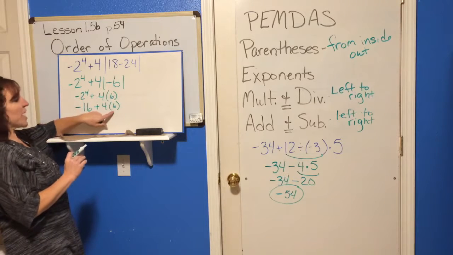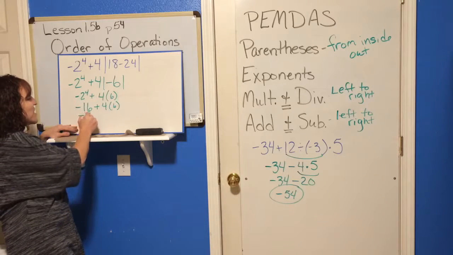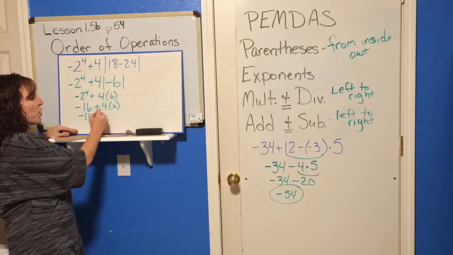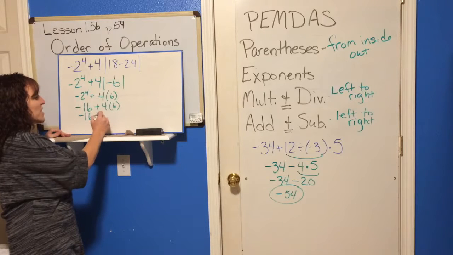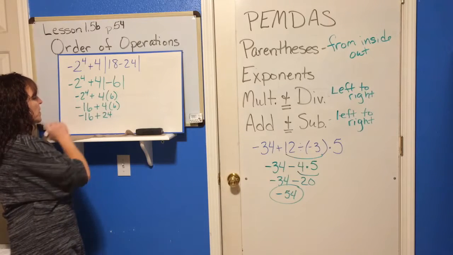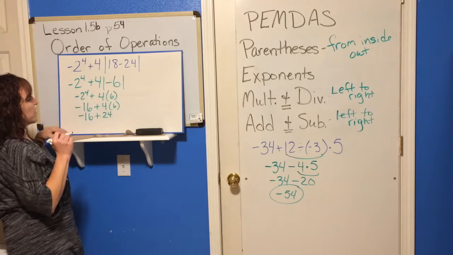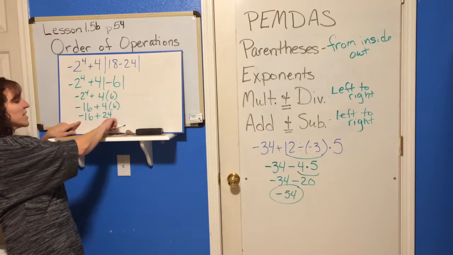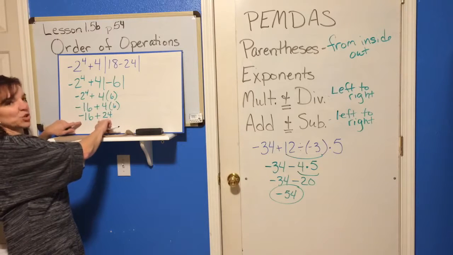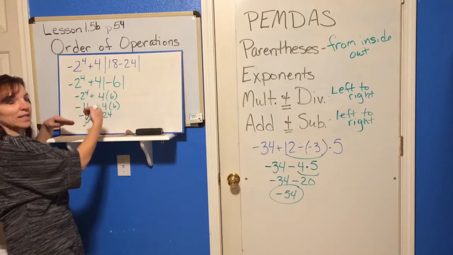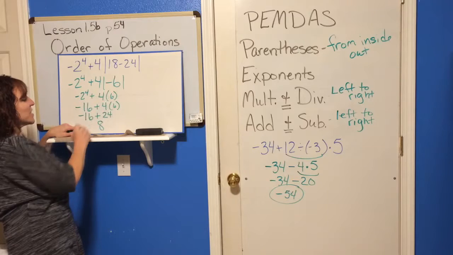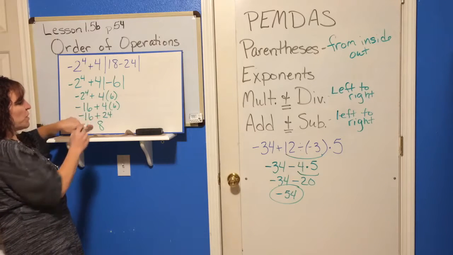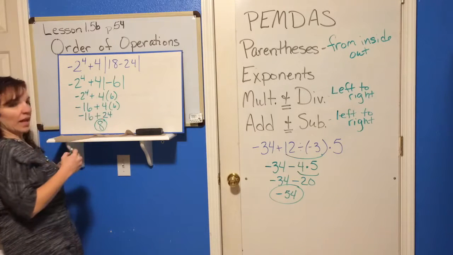And we have multiplication here, so negative 16 plus, because they're both positive, 4 times 6 is 24. So negative 16 and positive 24, because the signs are different, we're going to subtract. And so the answer is 8. And because the 24 is bigger, it is a positive 8.